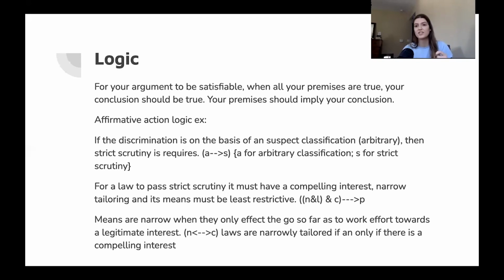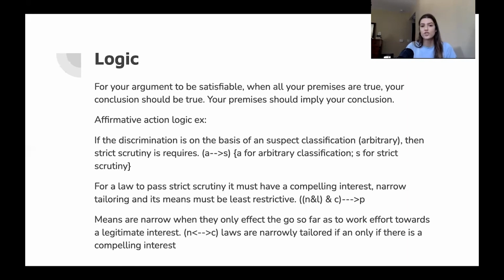And you want your premises to imply your conclusion. So you want them to be deductively similar, so that you can follow each premise all the way to a conclusion. You want to make your argument, of course, as obvious as possible. So I have an example of this from affirmative action cases. I'm really going off on this last 2 years of moot court. But for one of these examples, I'm just stating premises here and what they would look like in sentential logic.